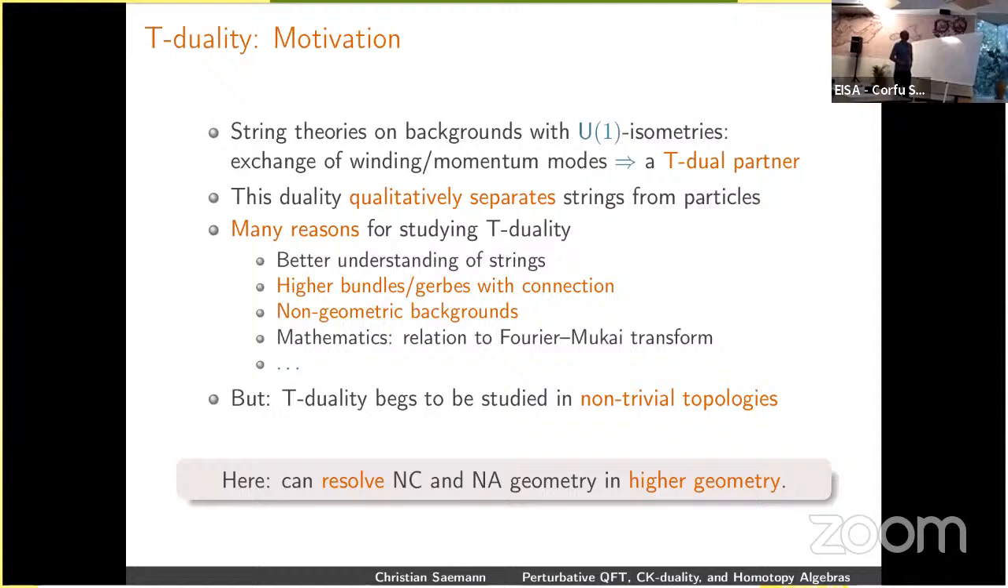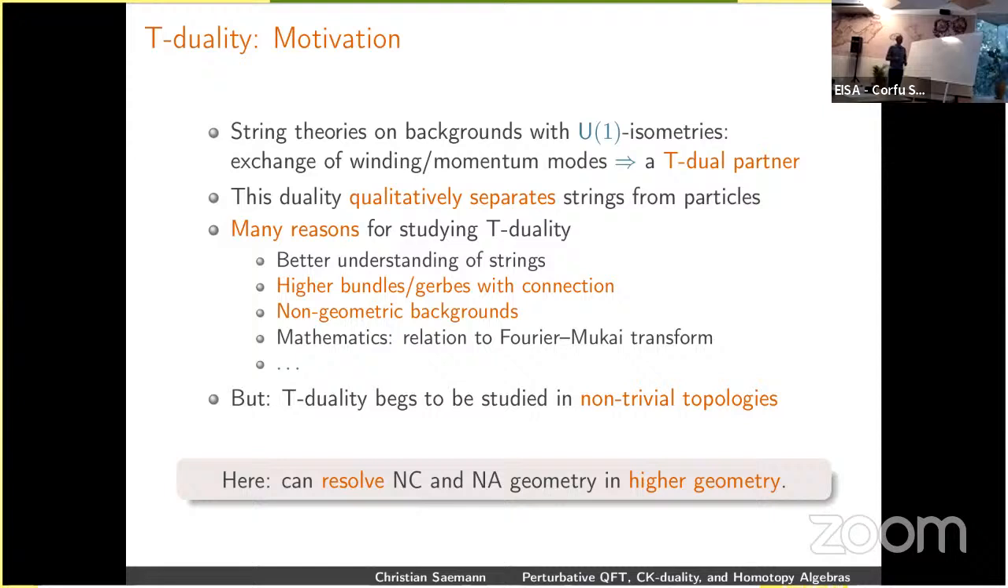Okay, so T-duality, the motivation. I guess most of you have heard at least a little bit about T-duality. The traditional story is that you look at string theories on a background with a circular isometry, right? Compact direction, you want isometry. And then you can exchange the winding and momentum modes and you get a T-dual partner to this background. So this background comes with another background that's T-dual to it. And the string theory on both of these backgrounds is equivalent.